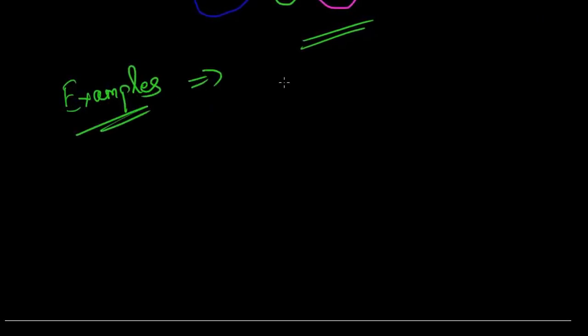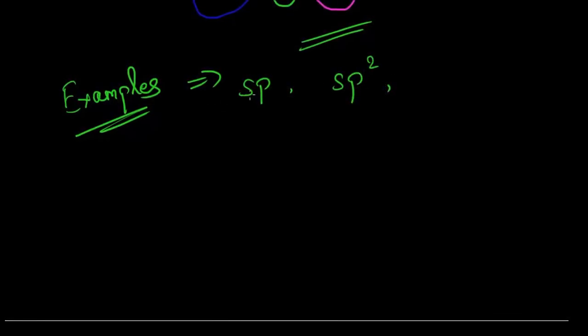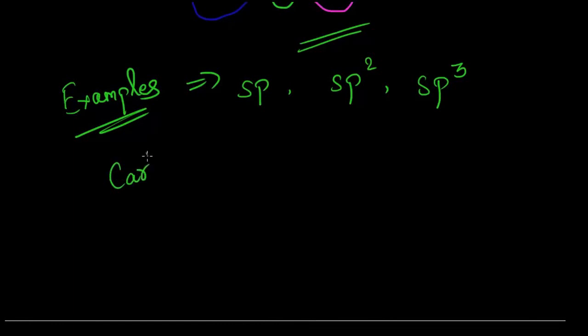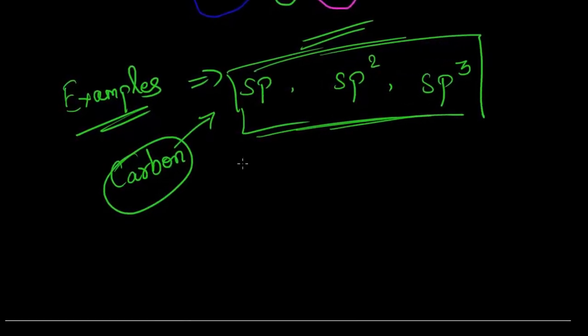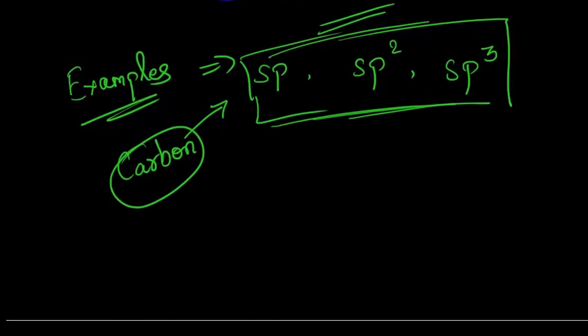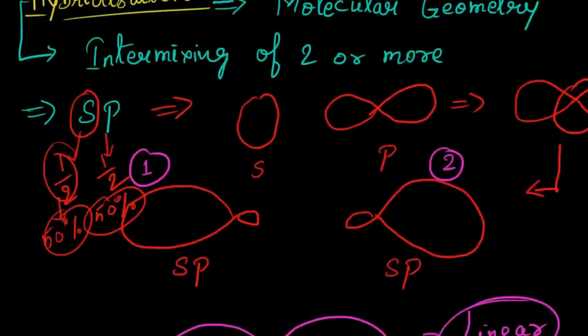Now in the next video we'll look at examples of sp hybridization, sp2 hybridization and sp3 hybridization. And we'll also look at one of the important properties of carbon, that carbon shows all 3 types of hybridization. We'll take examples and explain all 3 types of hybridization in the next video.